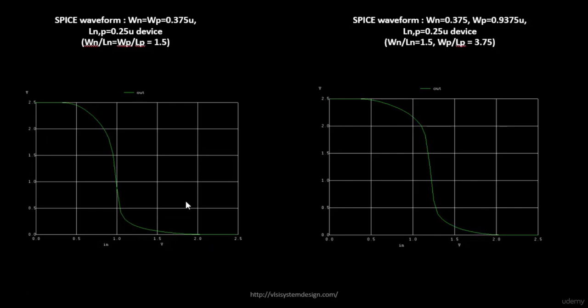Hello everyone, let's continue with the SPICE analysis. We did the SPICE simulations for a device where PMOS was 2.5 times greater than NMOS, and basically the width of the PMOS was 0.9375, which is 2.5 times that of your NMOS. We did that for a purpose, to show the difference in the SPICE characteristics. So we'll try to analyze this particular SPICE waveform.